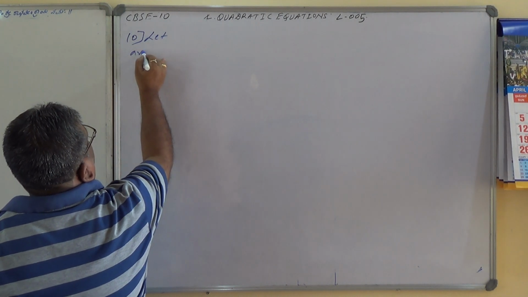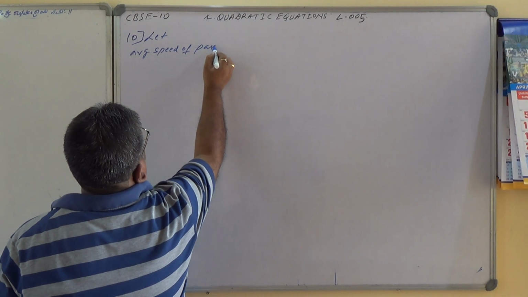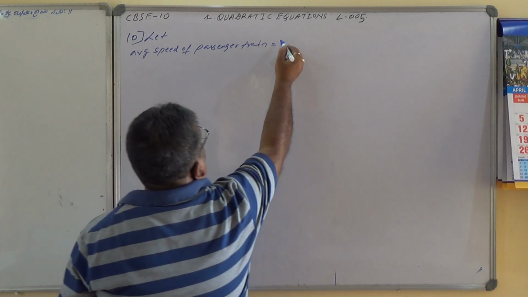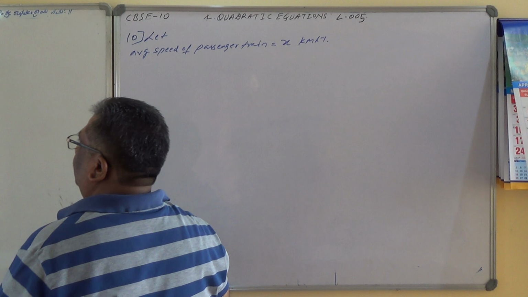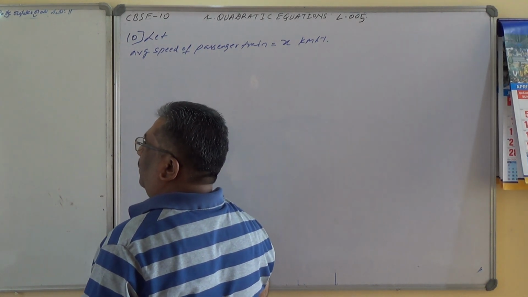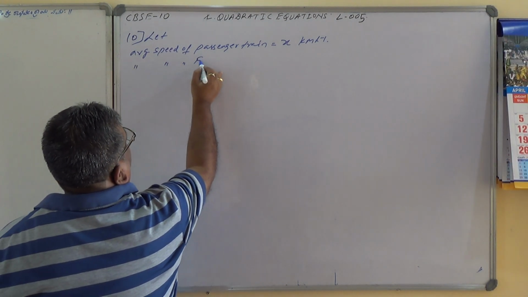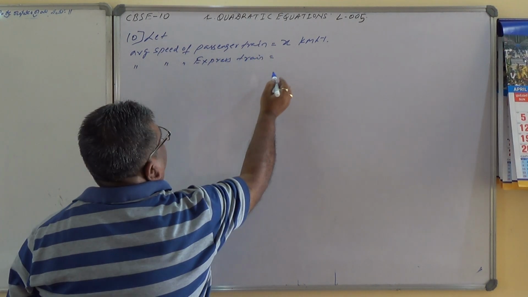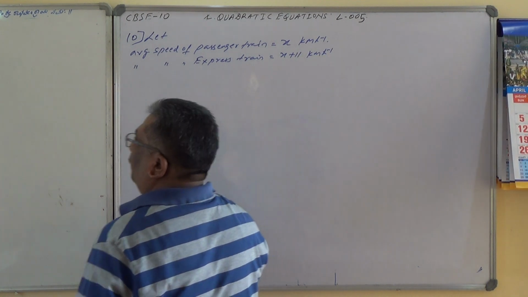Let the average speed of the passenger train equal x kilometers per hour. What is the speed of the express train? It is 11 kilometers more than that. So the average speed of the express train is x plus 11 kilometers per hour.